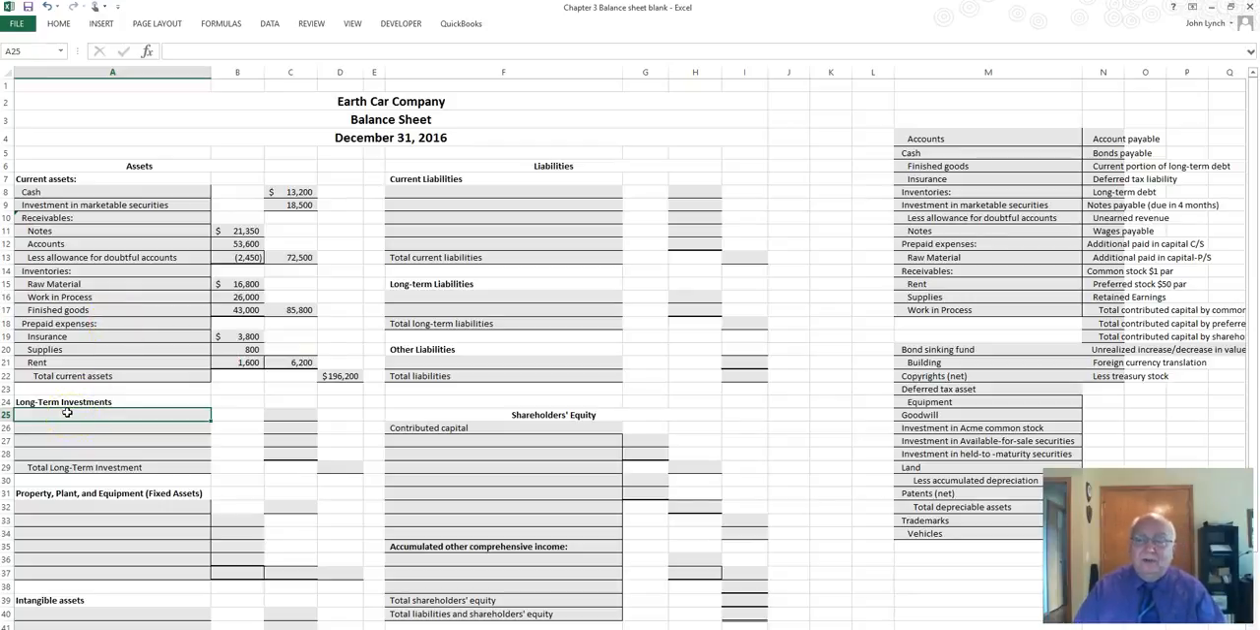Now, long-term investments are investments that you may have in other companies, or it may be advances to officers and loans to officers and that type of thing, ones you plan on getting paid back.